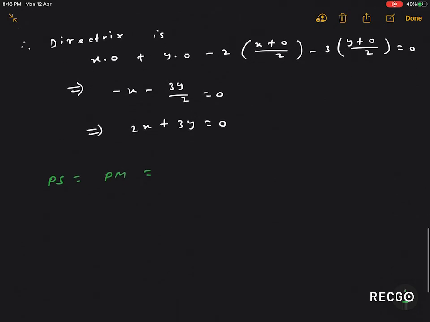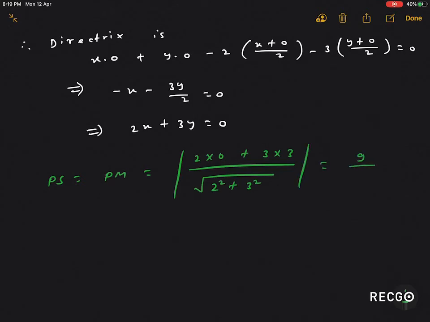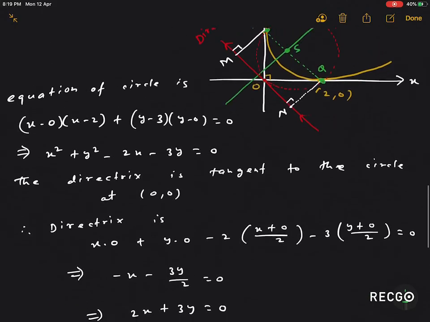For that, we are going to again use the definition of the parabola. So distance of any point from the focus must be equal to distance from the directrix. Therefore, distance of point P from the focus must be equal to distance from directrix. So PS is equal to PM. And as we know the perpendicular distance of any point from any line, we are going to use that formula.